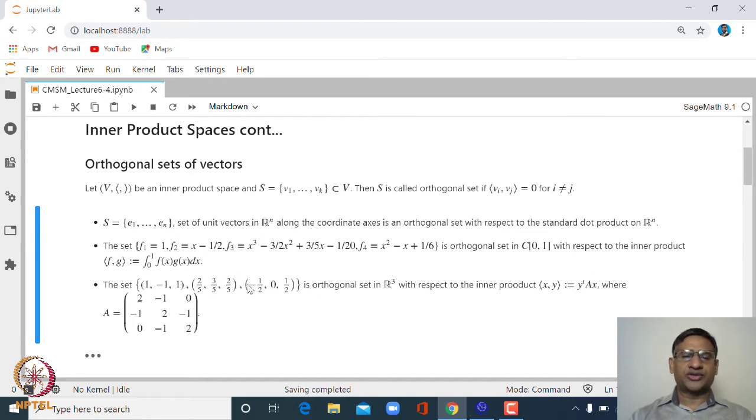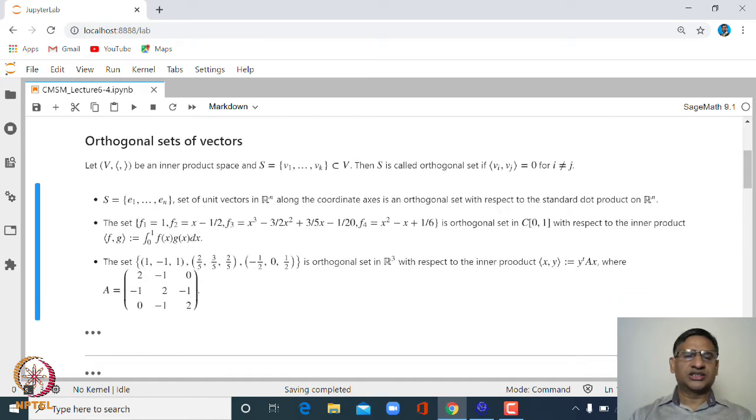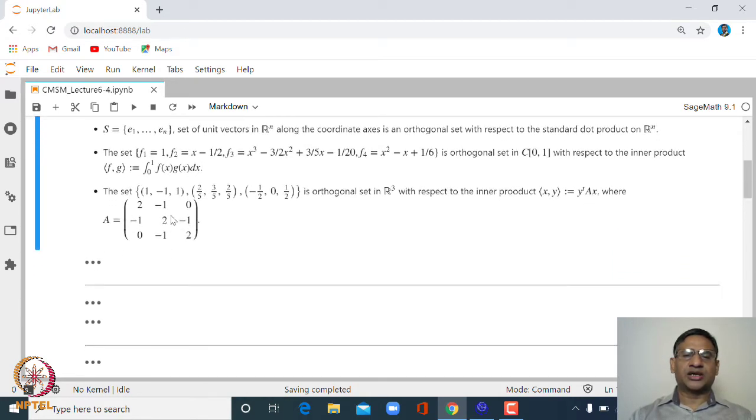Similarly, look at the set of these three vectors: (1, -1, 1), (2/5, 3/5, 2/5), (-1/2, 0, 1/2), and define the inner product on R3 as inner product of x and y is equal to y transpose Ax, where A is this matrix. This is a symmetric positive definite matrix. This example we have dealt with earlier. So you can check that this given set of vectors is orthogonal.